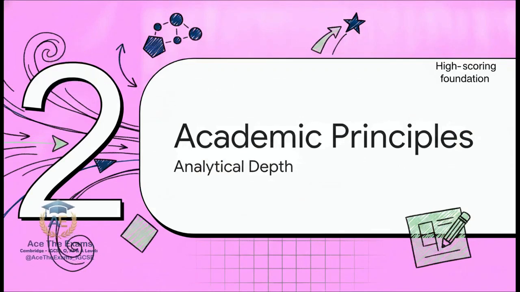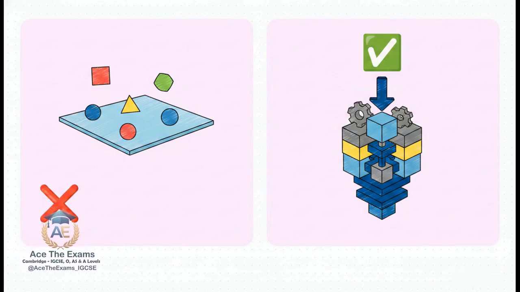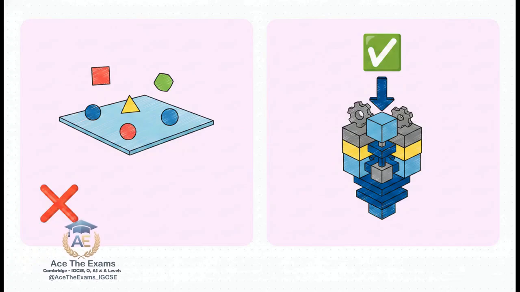Let's establish the core academic principles. This comparison right here, this is everything. This is the difference between a B grade and an A star. The Cambridge Assessment Framework heavily prioritizes analytical depth, which you see on the right, over superficial breadth, which is on the left. This is the Alex trap.